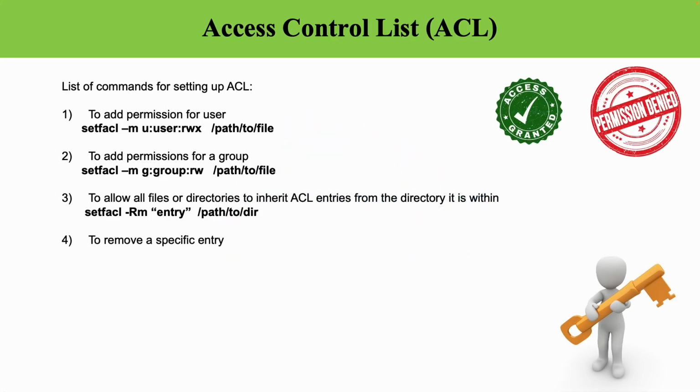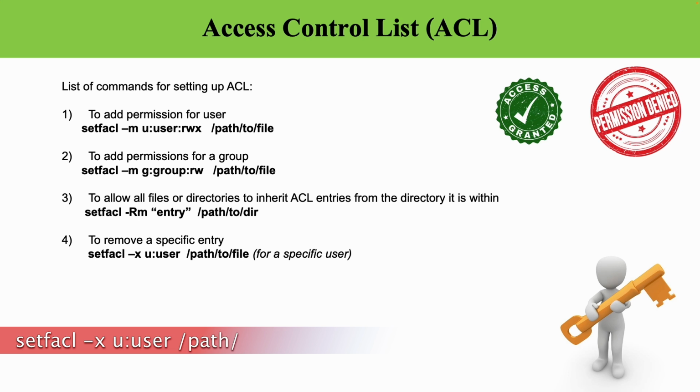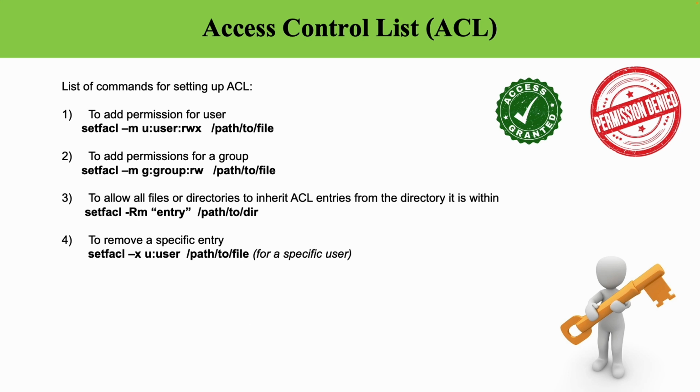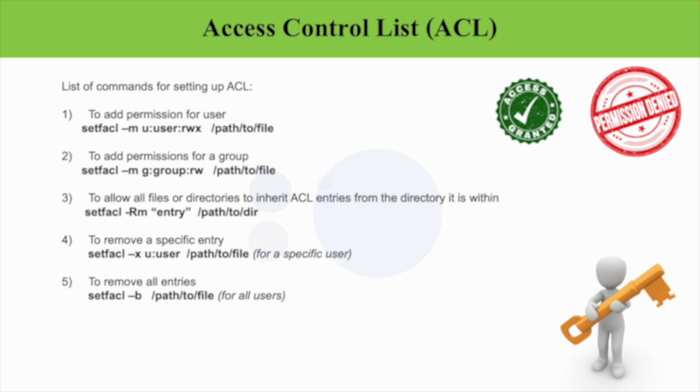To remove a specific entry, you will have to use setfacl with -x to remove it, and then you will have to specify the user and the name of the file. This is only for a specific user. Now, let's say you want to remove all the ACL permissions from everyone. Then you have to use setfacl with the -b option and the name of the file.